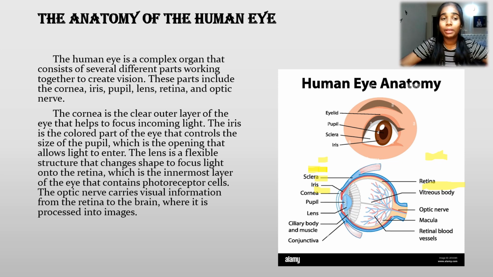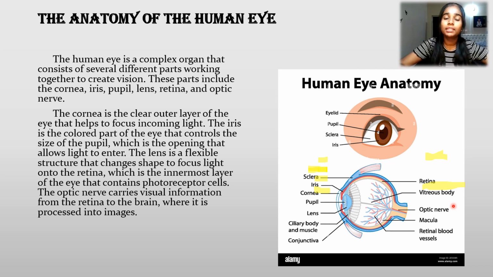The anatomy of the human eye. The human eye is a complex organ that consists of several different parts working together to create vision. These parts include the cornea, the iris, pupil, lens, retina, and the optic nerve. The cornea is the outer layer of the eye that helps to focus incoming light. The iris is the colored part of the eye that controls the size of the pupil, which is the opening that allows the light to enter.